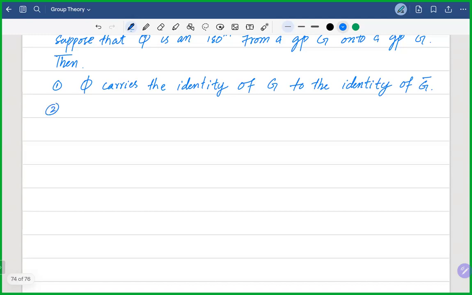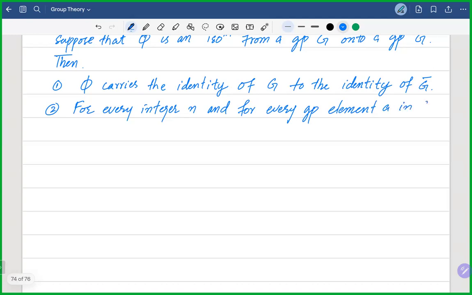2. For every integer n, and for every group element a in G, phi of a to the power n is equal to phi of a, to the power n. Okay.